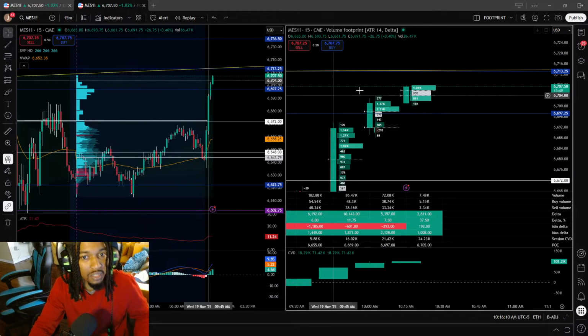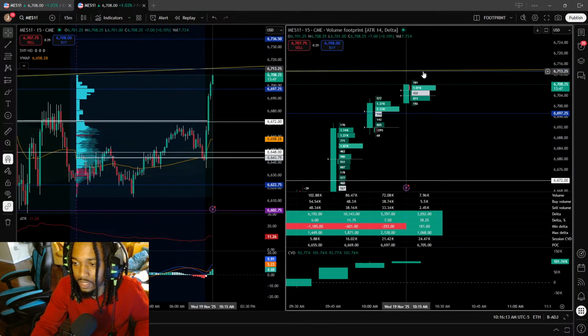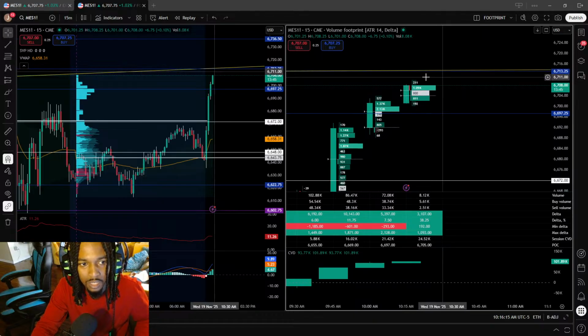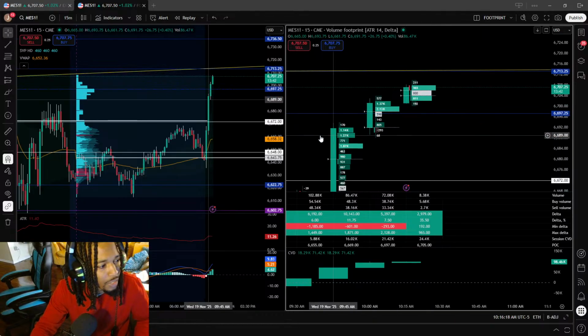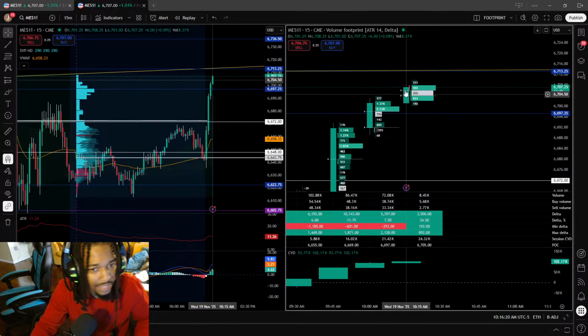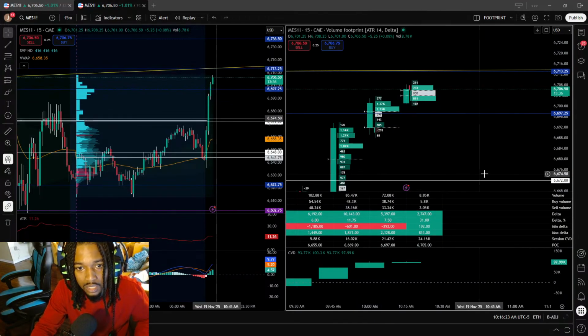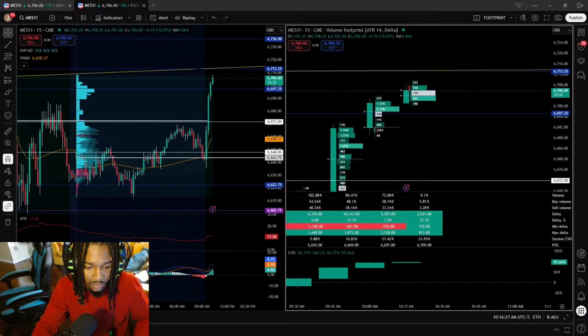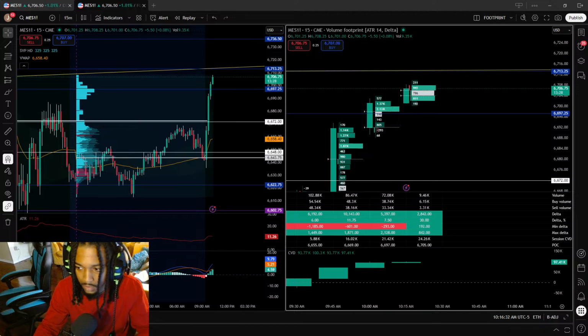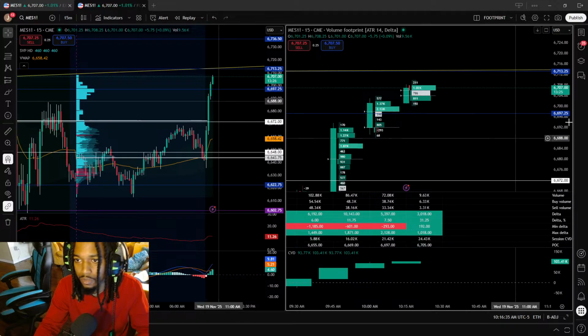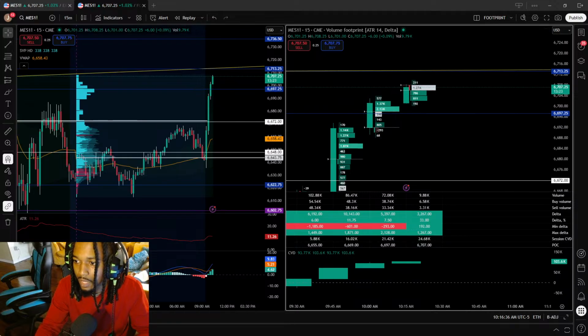But we're approaching that ascendant resistance right here. Now I want to see a trigger at that level. So 713 is where it's at. I want to see some hesitation at 713. That's what I need to see. But as of now, boy, my goodness.